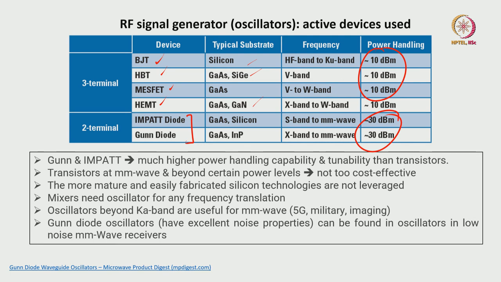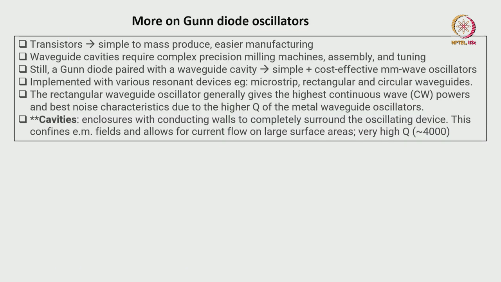Typically Gunn diodes and impact diodes have higher power handling capability than transistors as far as RF power generation is concerned. Transistors can become very expensive, especially if you go to higher frequencies. Transistors are more mature in silicon, but you cannot use silicon to generate, for instance, a Gunn diode. Gunn diodes can have very excellent noise properties also, by the way. Transistors, FETs and BJTs, can be mass produced in very large volume using microelectronic fabrication in a clean room. You have CMOS foundries, for instance, so you can largely scale up the production, and cost becomes very low with very large volume manufacturing.